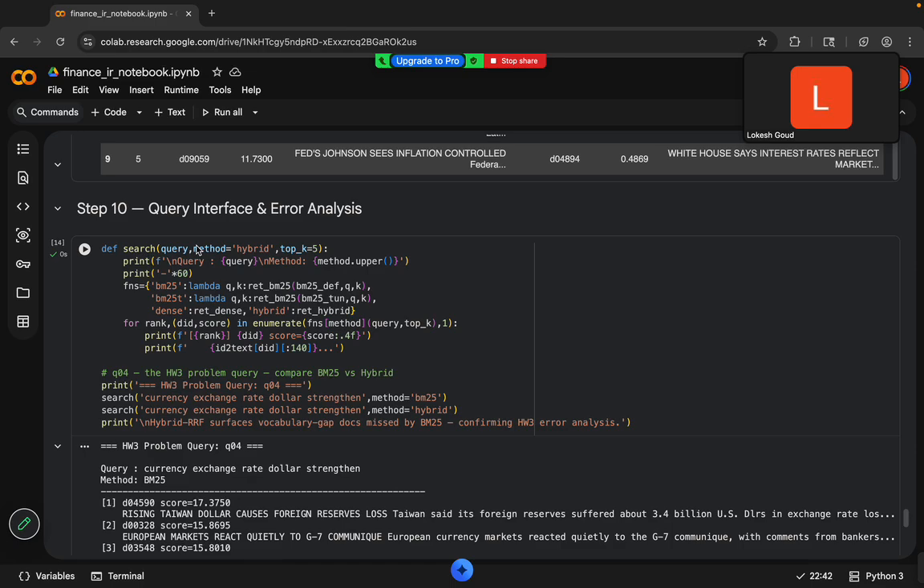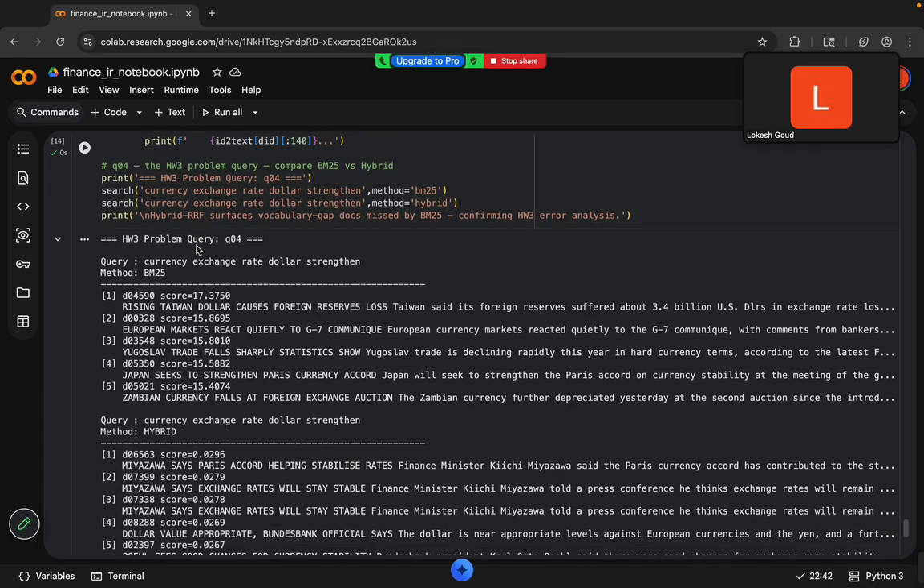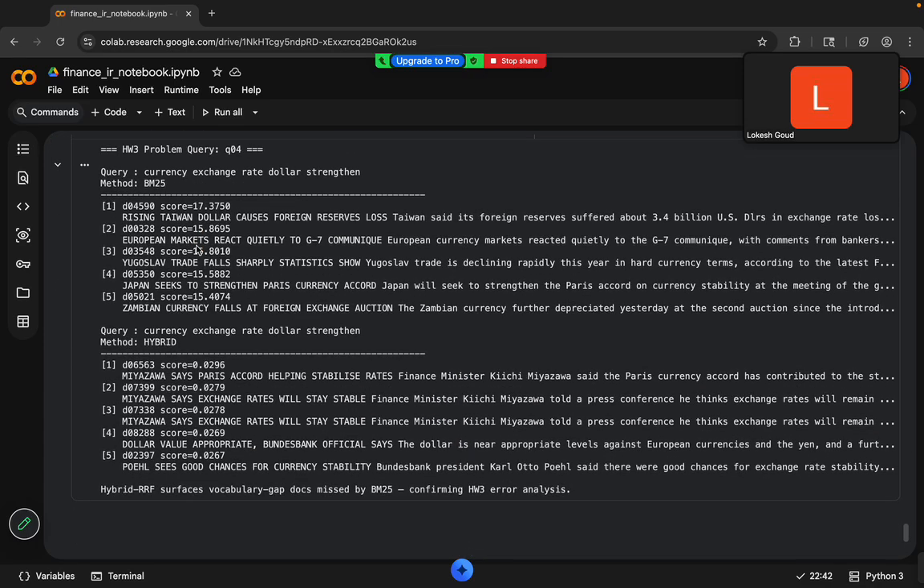See what's changed at rank 2. Miyazawa says exchange rates will stay stable. This is a finance minister discussing exchange stability, directly relevant to the query intent. BM25 couldn't find it because the word strengthen doesn't appear in the article. Dense retrieval found it through semantic similarity, and at rank 5, dollar gains ground against yen and mark. This is literally describing dollar strengthening using completely different phrasing. This is the vocabulary gap fix that the homework 3 error analysis called for.